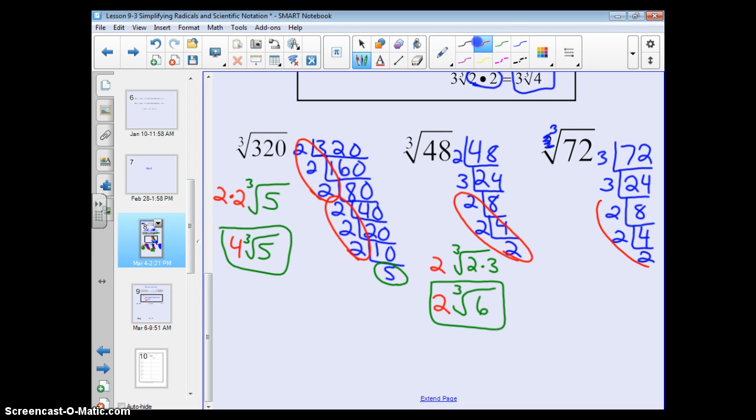So it looks like I have one group of 3 2s. And then I'm going to have 3 times 3 left under my cube root.